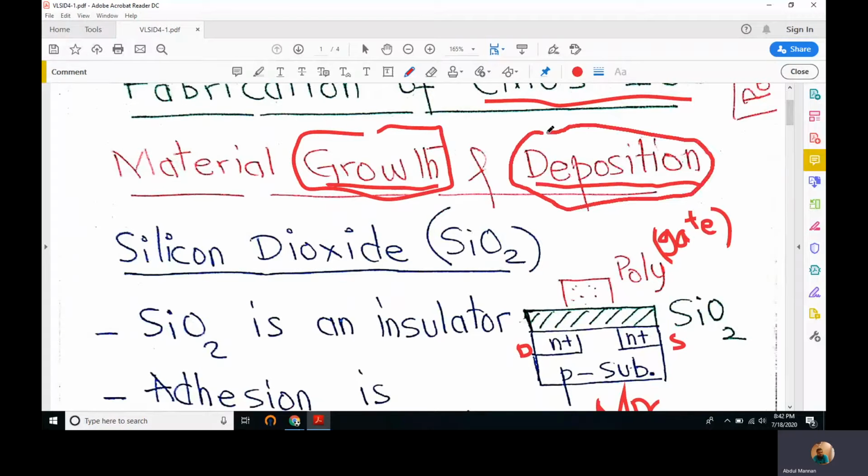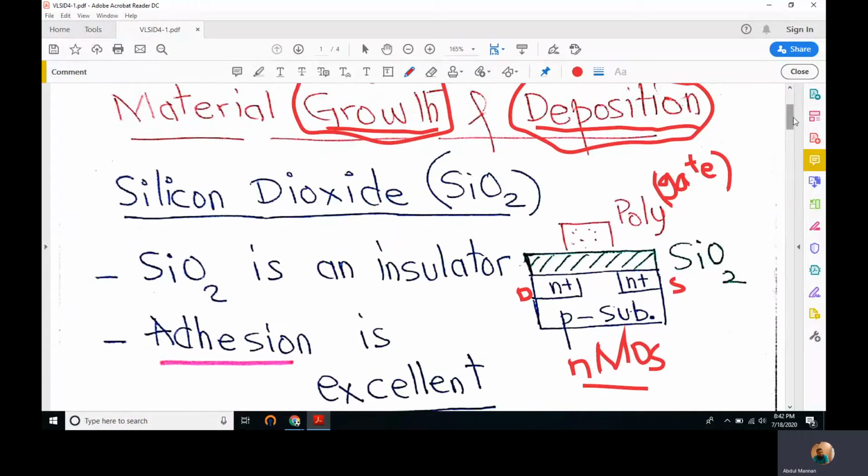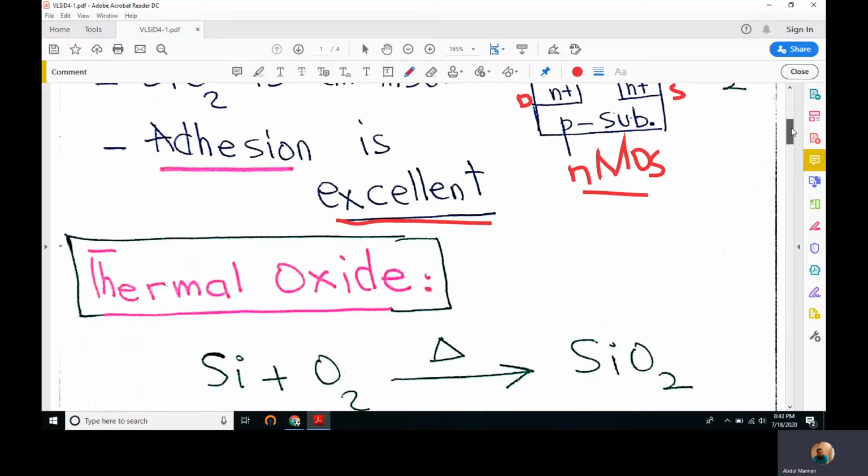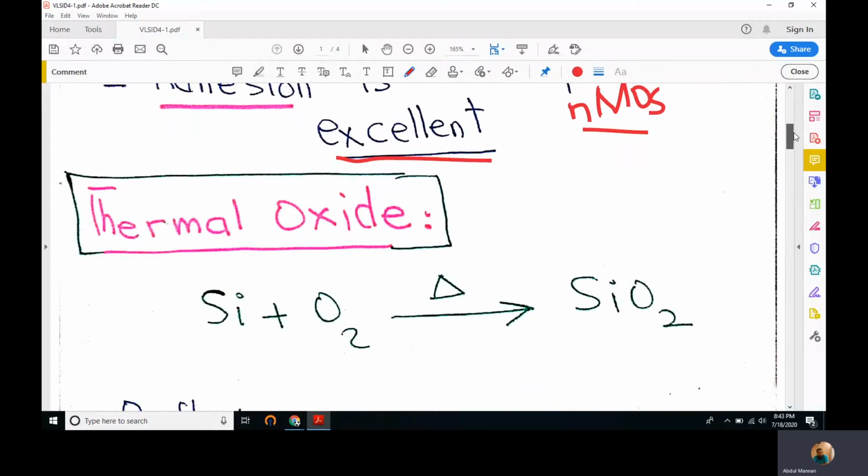The difference is that we use the word growth when the underlying material is silicon and we have to convert a very thin top layer into silicon dioxide. And we use the term deposition when the underlying material is not silicon. So first we'll study some techniques regarding growth of silicon dioxide. This means the underlying material is silicon.